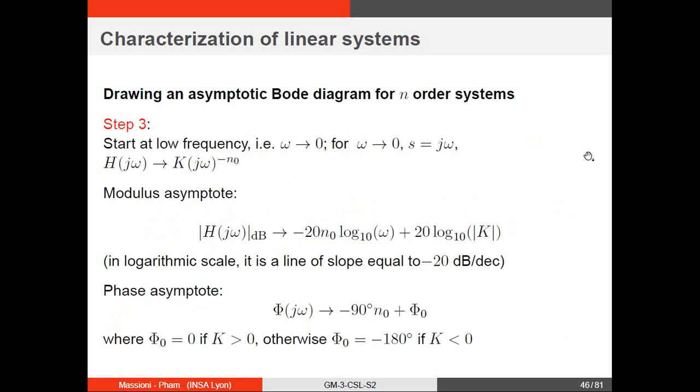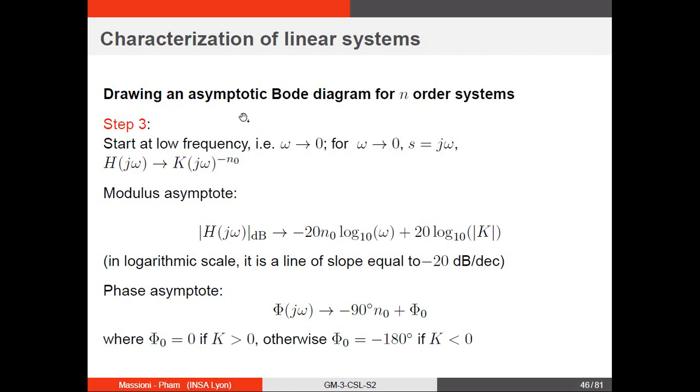And the idea is that you have some starting values for both modulus and phase, and then you sweep the graph from left to right, and each time omega has the value of a pole or a zero, the associated angular frequency of a pole or a zero, something will change in the graph, and then you continue until the next pole and next zero.